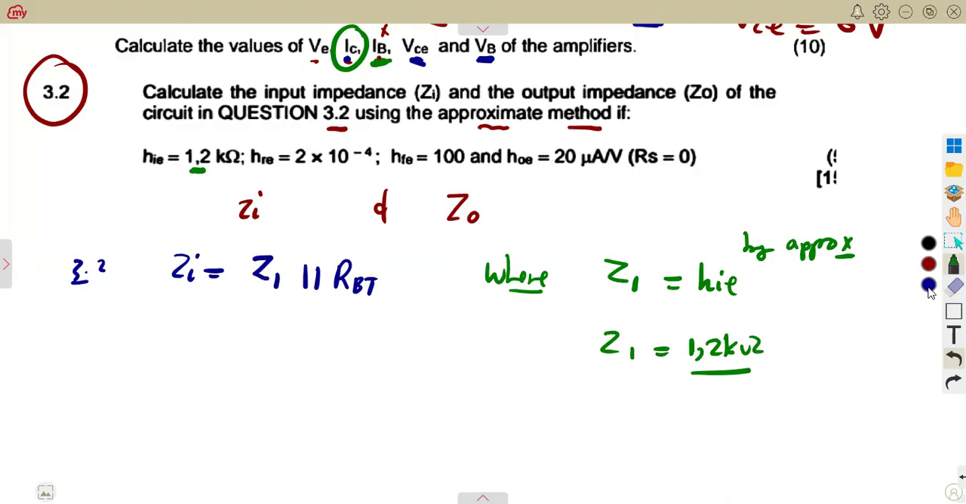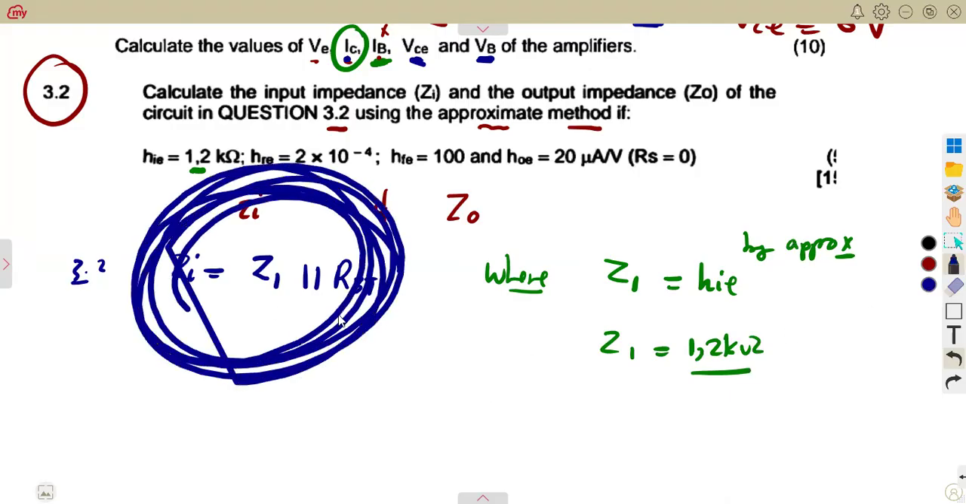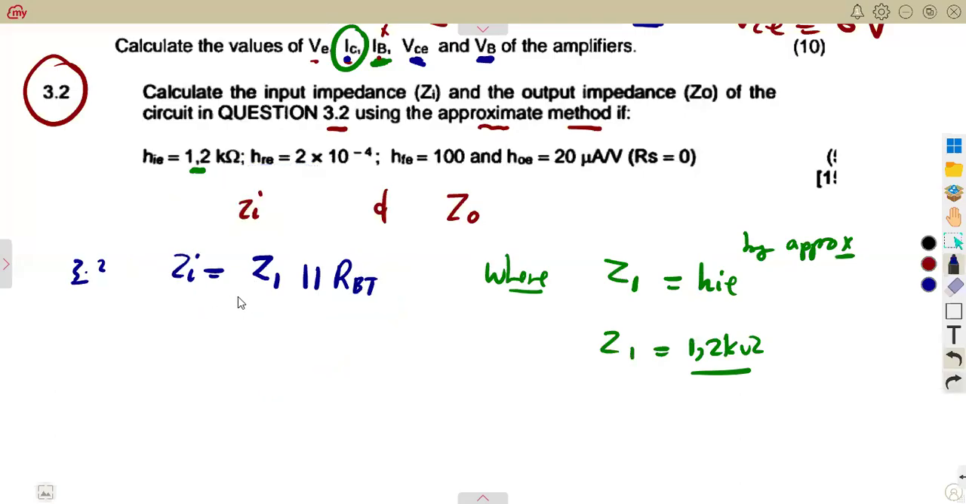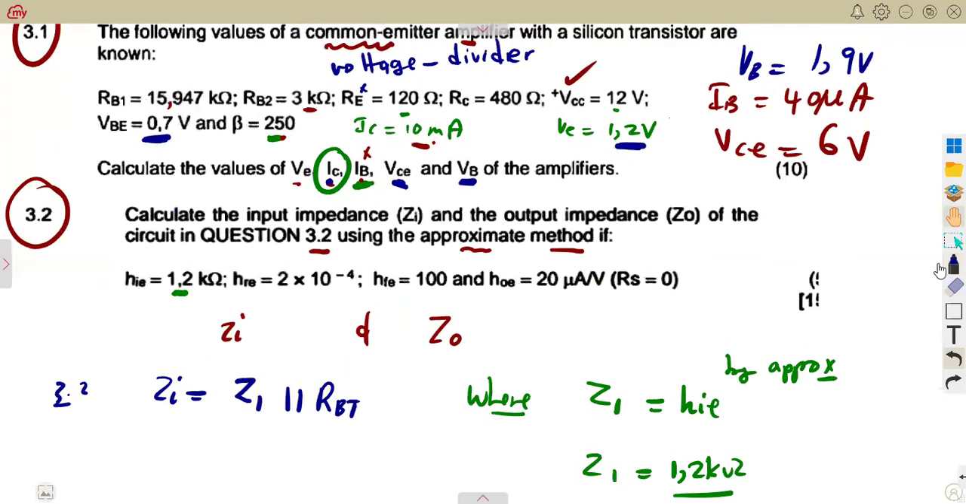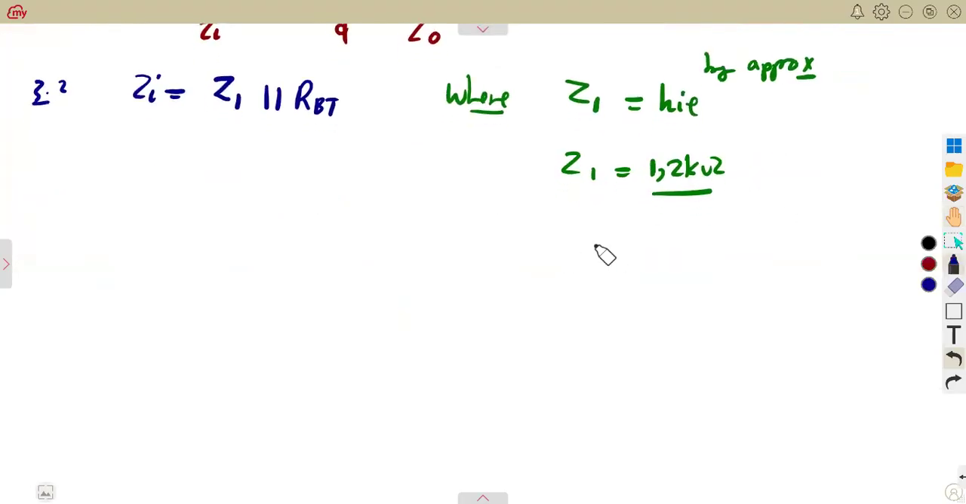We are no longer doing all those calculations to calculate Z1. But the condition there is not going to change about Zi because it is related to Z1 and RBT in parallel, as we saw on our equivalent circuit diagram. So we need RBT from RB1 and RB2. That is where RBT is taken from those voltage dividers. So from the voltage dividers, I said RBT is RB1 parallel to RB2.